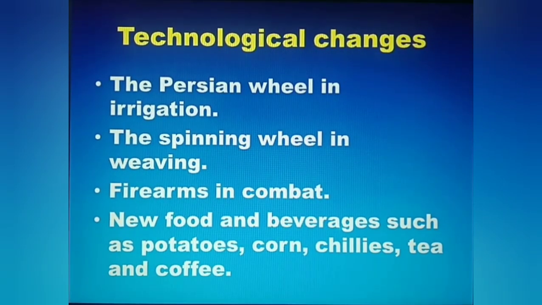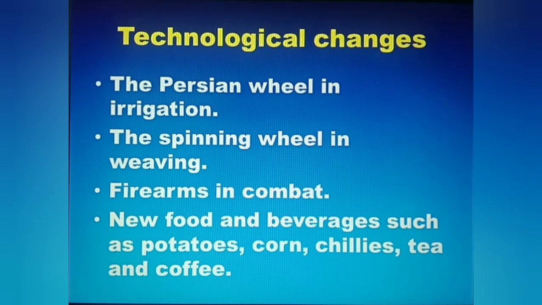Technological changes. The study of 1000 years between 700 and 1750 is a huge challenge to historians, largely because of the scale and variety of developments that occurred over the period. At different moments in this period, new technologies made their appearances. Some of them are as follows.